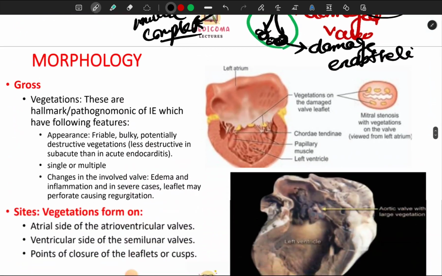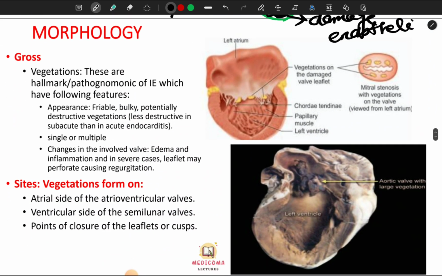Next is the morphology, the features of infective endocarditis. Grossly, if we look, there are vegetations. These are the hallmark and pathognomonic of infective endocarditis, which have the following features. So what are the features?